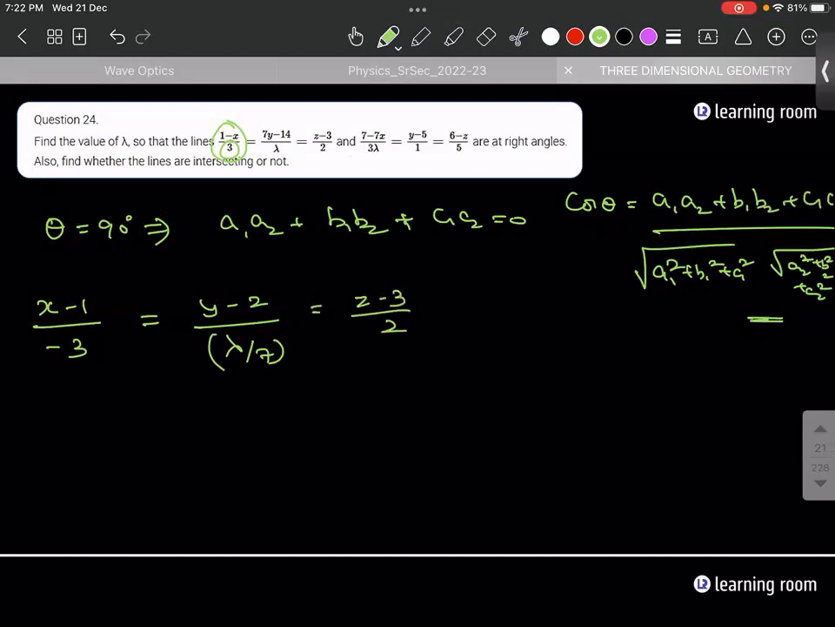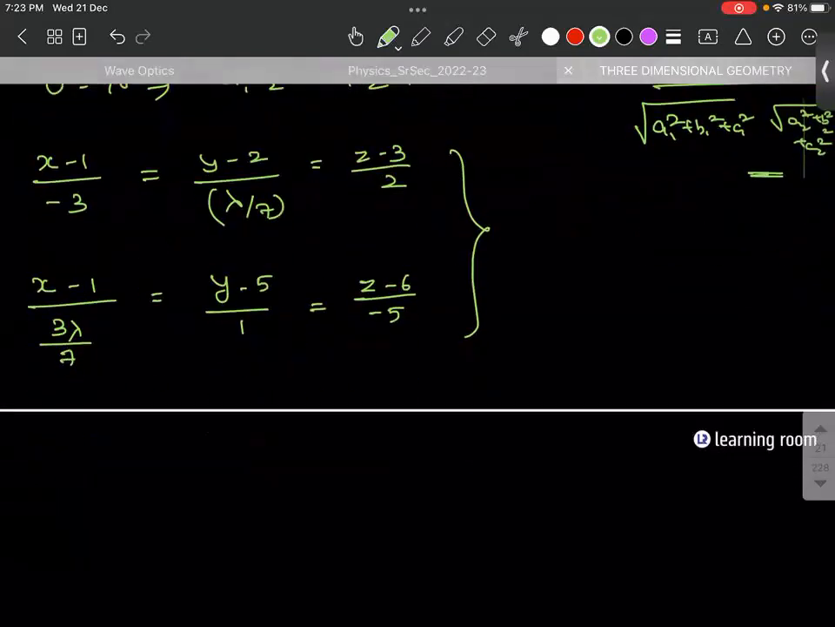So this is the first thing you need to do. Similarly, this one: x minus 1 divided by 3 lambda by 7 is equal to y minus 5 divided by 1 is equal to z minus 6 divided by minus 5. Sir, in the second, there should be a negative sign in the denominator.